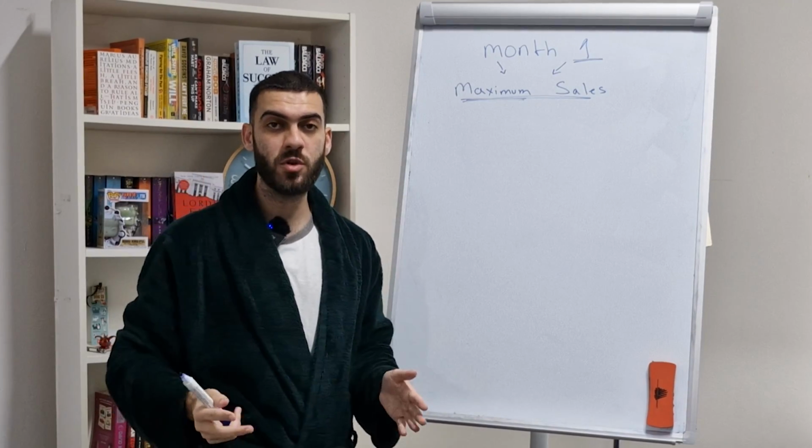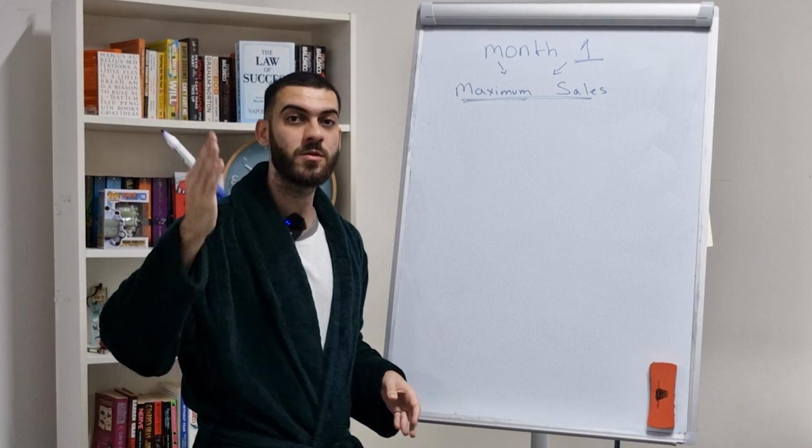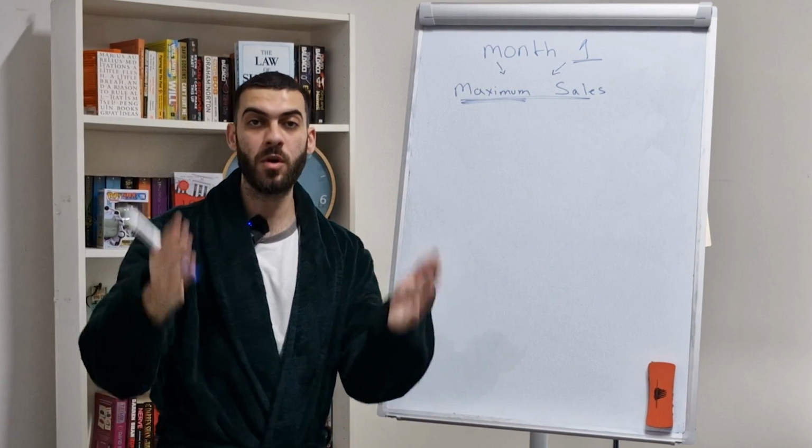Now, if you've just published your book, you're still in month one, then your only goal should be to get the most amount of sales possible. You want maximum amount of sales in month one. This is because of the honeymoon period.